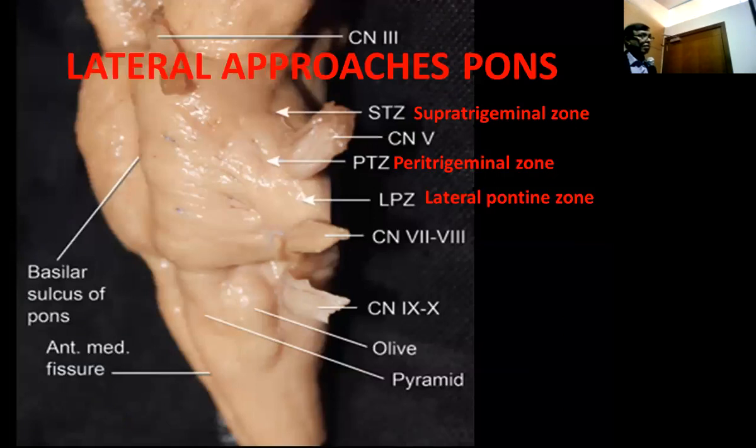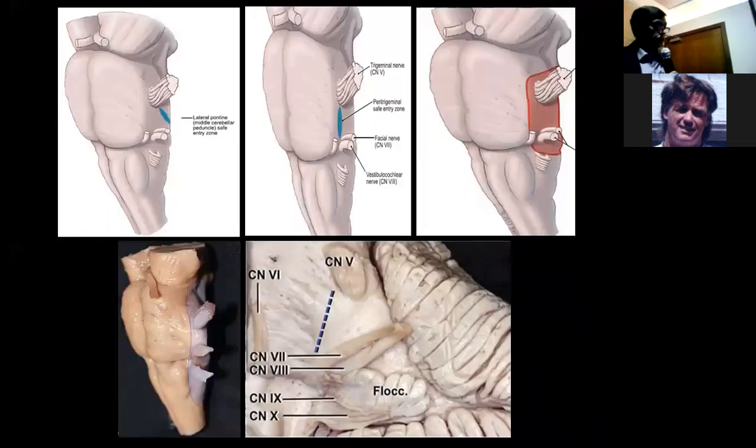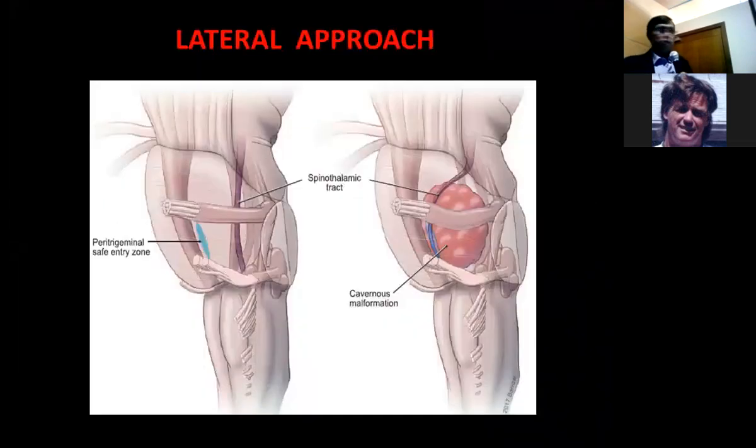Also lateral to the pons, if this is the trigeminal nerve, you can go above it, supratrigeminal, or in front of it, or underneath it, between the trigeminal and the facial, laterally. So again, this is a safe area to go through. There it is, between the trigeminal and the facial, above it, anterior to it. So this is the lateral area of the brainstem and the medulla.